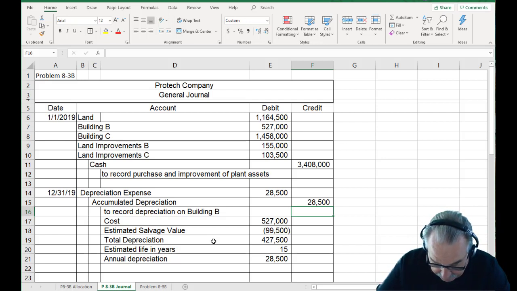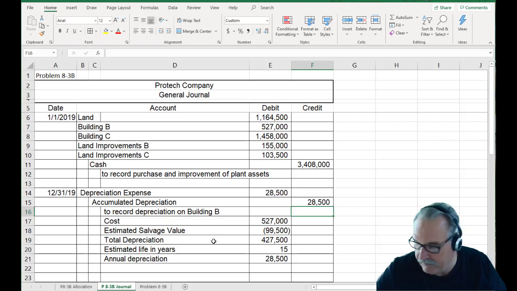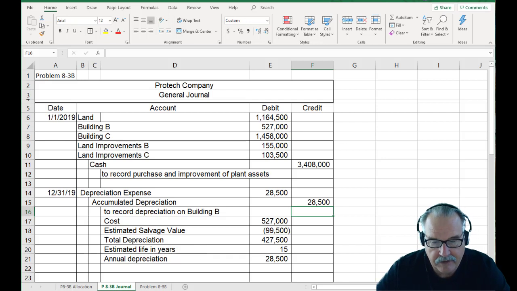Salvage value for building C is $258,000. There's no salvage on the improvements, and that makes sense. No salvage value on the improvements. The useful life for the building C is 20 years. For improvements B is 5 years. And for improvement C is 10 years. Okay, so stop the video and do those calculations, make the journal entries, and I'll be right back.